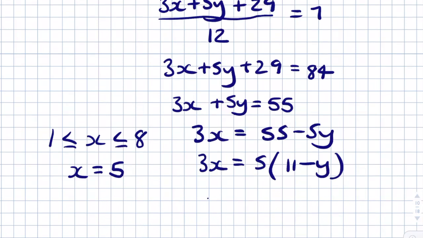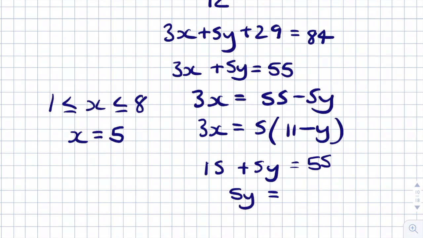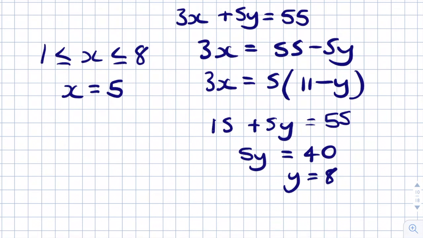And now if x is equal to 5, we can substitute that value into our equation to work out y. So we're going to get 15 plus 5y equals 55, which simplifies to 5y equals 40. So therefore y must be equal to 8. And therefore our answer equals D.